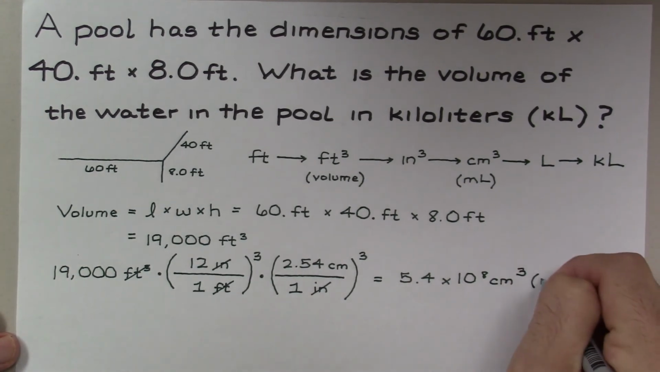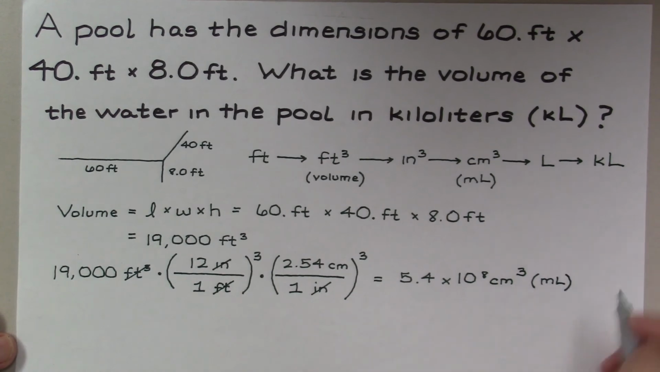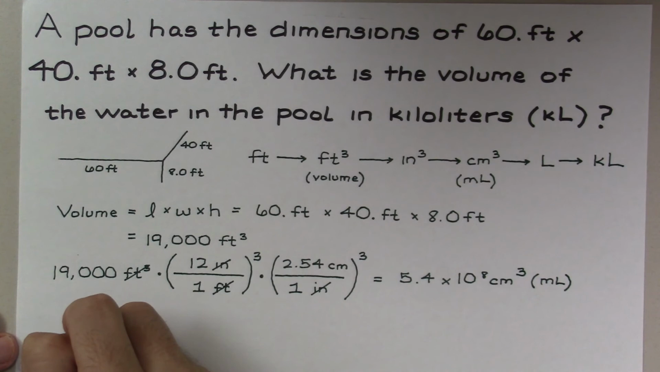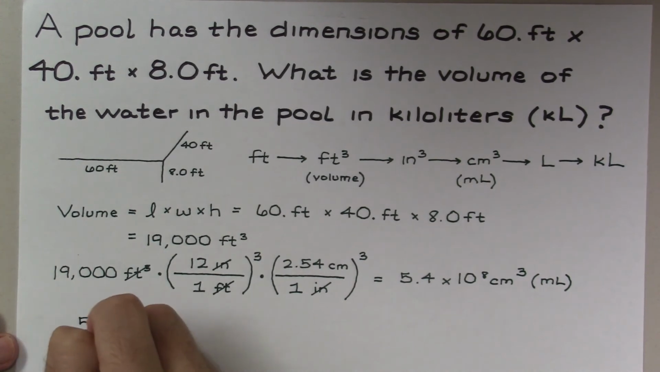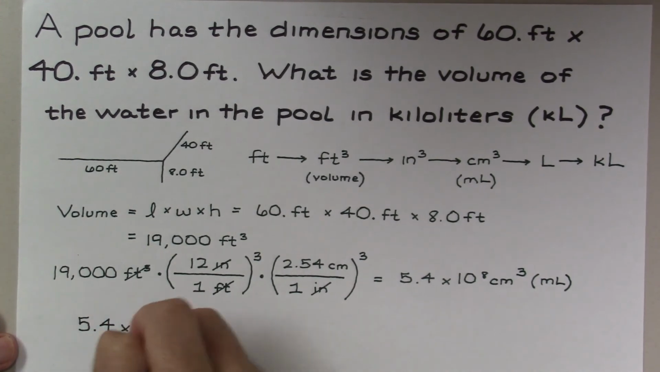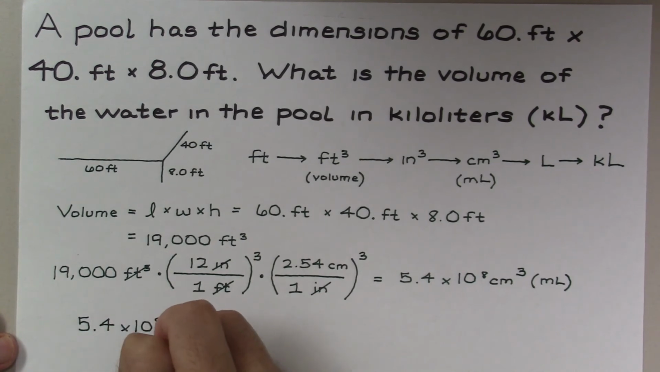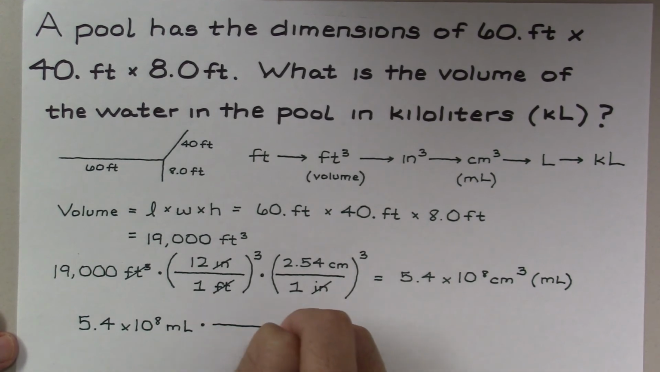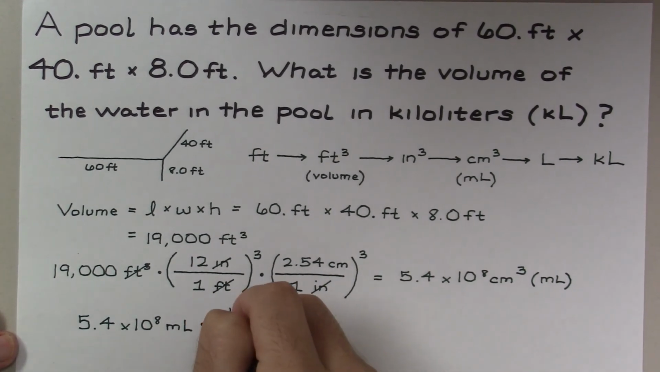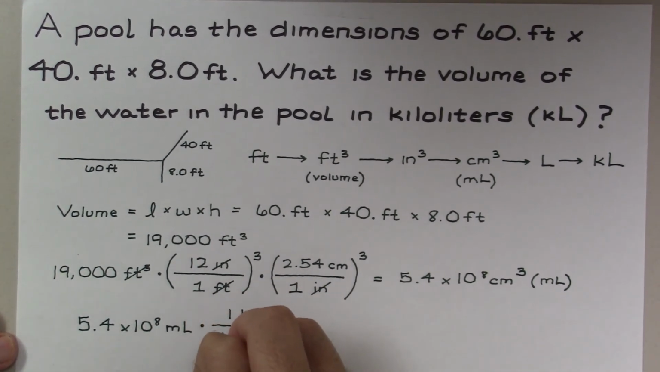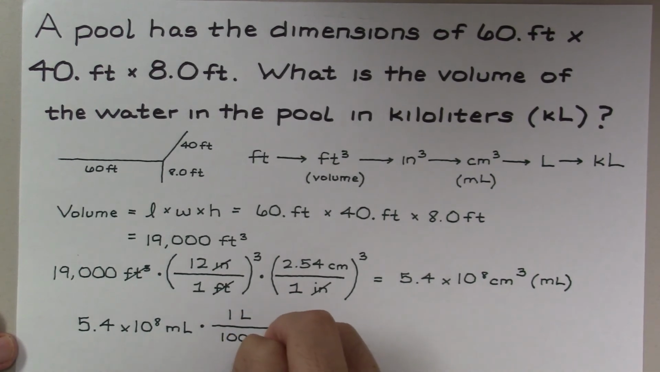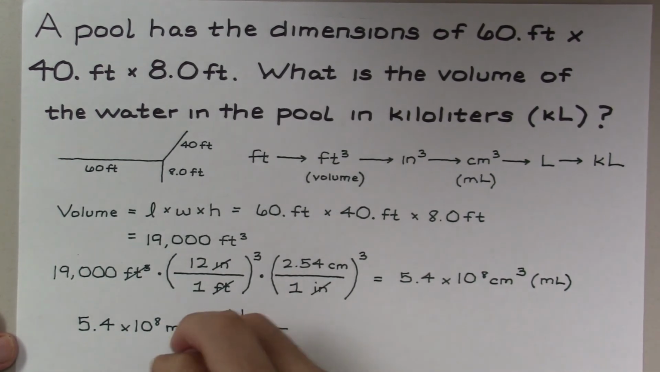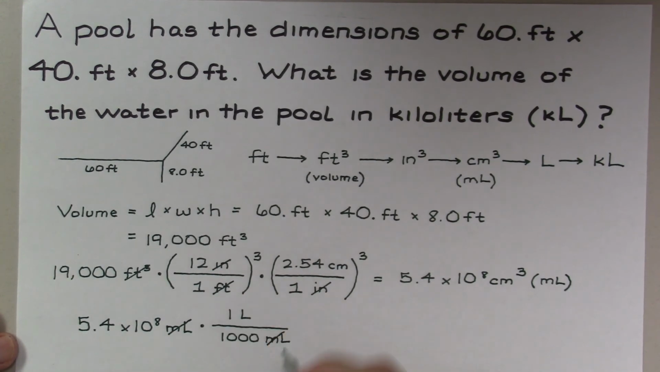In class, we made sure that the cubic centimeter is convertible to the milliliter. Now that I have milliliters, I will be able to go to liters. So finally, we can say that 5.4 times 10 to the 8th milliliters will be now multiplied by the unit conversion of 1 liter divided by 1,000 milliliters. This will be able to go ahead and cancel out our milliliters, giving us liters.